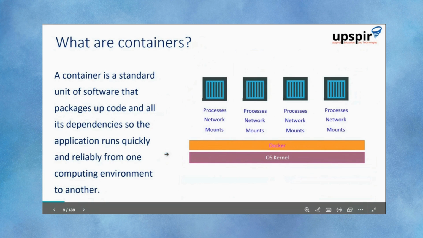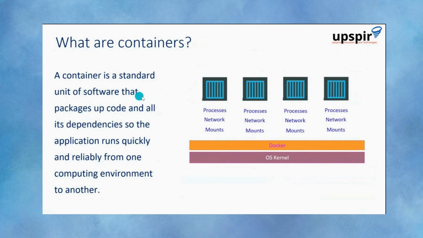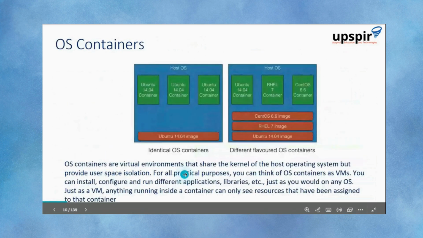Now someone can ask, what is a container again? A container is a standard unit of software that packages up the code and all its dependencies so the application runs quickly and reliably from one computing environment to another. Again, a simple definition. You can also have OS containers. OS containers are virtual environments that share the kernel of the operating system but provide user space isolation. For all practical purposes, you can think of OS containers as VMs. You can install, configure, and run different applications, libraries, etc., just as you would on any OS. Just as in a VM, anything running inside a container can only see resources that have been assigned to that container.